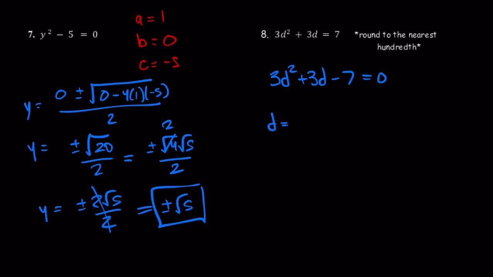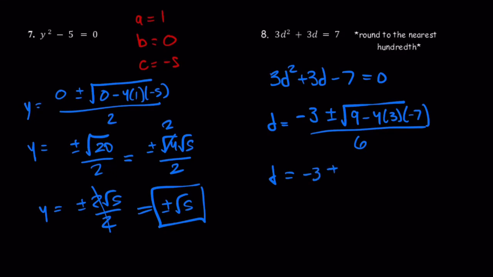D equals. All right, the opposite of b, so in this case it's negative 3, plus or minus square root. B squared, which is 9, minus 4 times a, which is 3, times c, which is negative 7, all over 2a, which is 6. Now I'm going to take an extra step here because I want to know what is underneath the radical. So I will take a second to put this into the calculator. 9 minus 4 times 3 times negative 7, and I throw that into the calculator, that gives me 93.